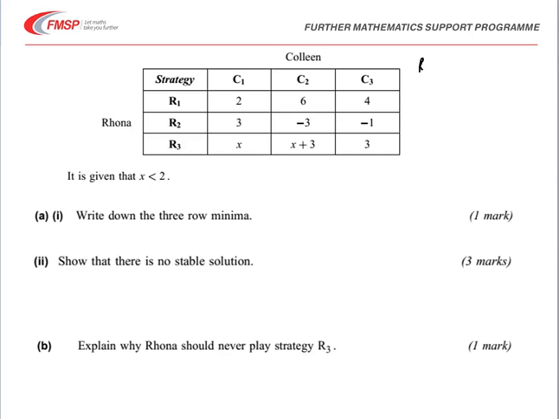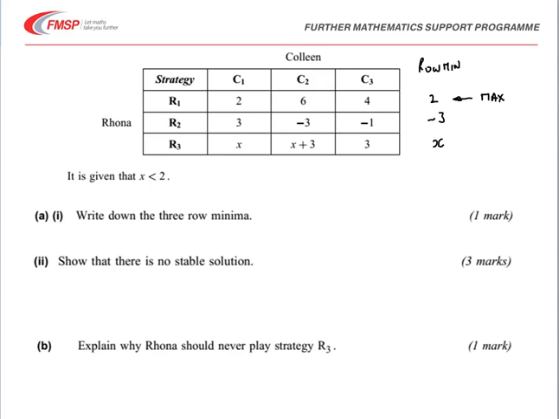Well, the three row minimum values given for Rona are just the smallest value in each row, literally that, so 2 here, -3, and a value x. And then we're asked to show that there is no stable solution. So what we need to do is to find what's called the maximin value. So we want the largest of these minimum values, and that's equal to 2 because x is less than 2.